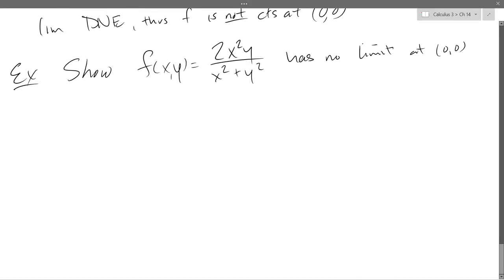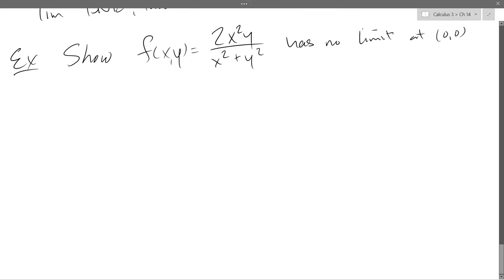So I'm telling you this has no limit. I want you to pick two paths and then show that those two particular paths give different values. Going along the x or y axis is a good idea, but I can tell you right away you're going to get zero either way. So they'll both give you zero. So it's good to use one of them, but you also need to find one that doesn't give you zero.